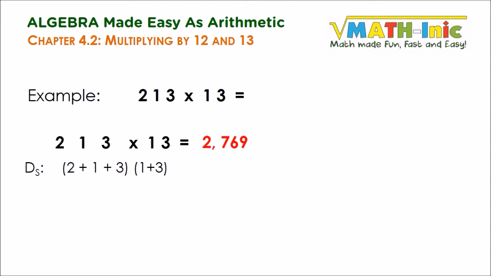We can also check our multiplication by 13, same as what we did with multiplying by 12, using the digit sum check. So again, let's look for the digit sum of 213 and 13. 2 plus 1 plus 3 is 6, and 1 plus 3 is 4. 6 times 4 is 24. Adding 2 and 4, 2 plus 4 is 6.